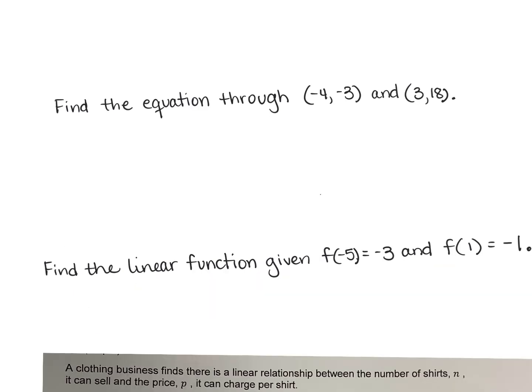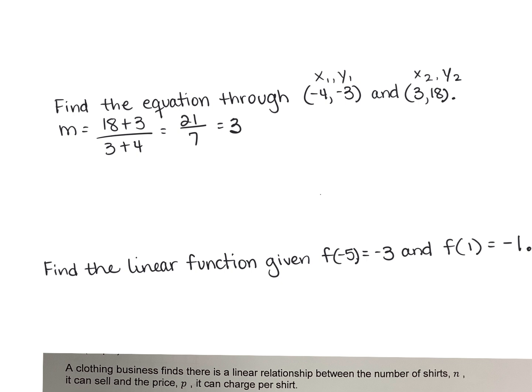So sometimes they're just going to ask you for an equation, and the two things that you need to come up with an equation are a slope and a y-intercept. So the first thing I'm going to do is label my ordered pair points x1, y1, x2, y2. And the first thing I'm going to be able to find is my slope. So I have 18 minus a negative 3, and then I have 3 minus a negative 4. So this is going to give me 21 over 7, which gives me a slope of 3.